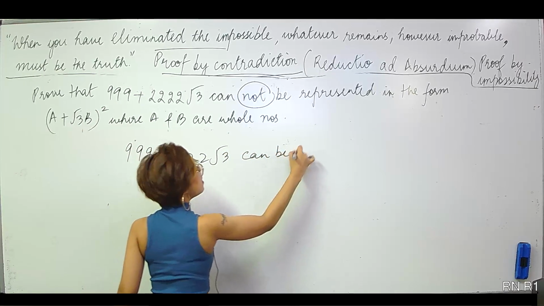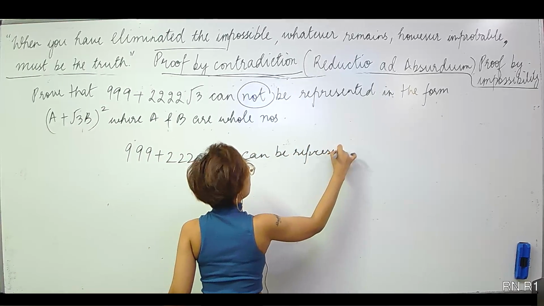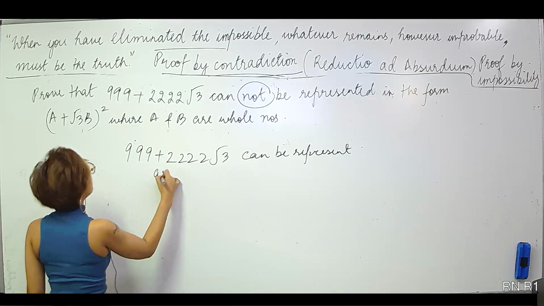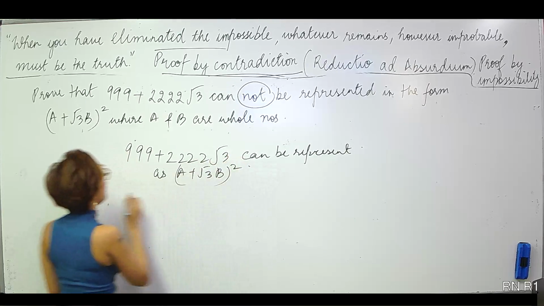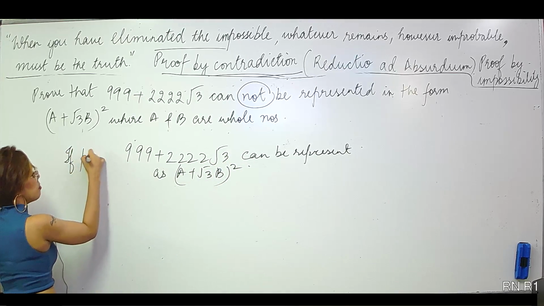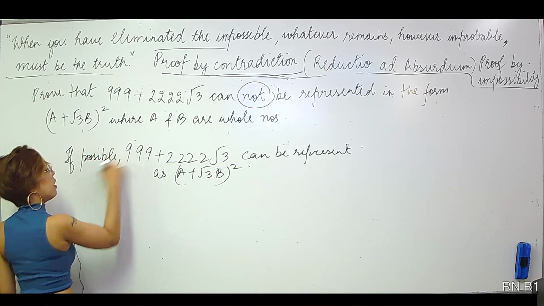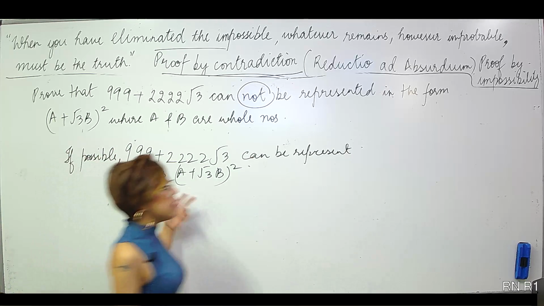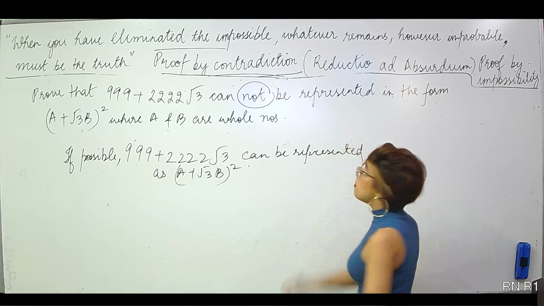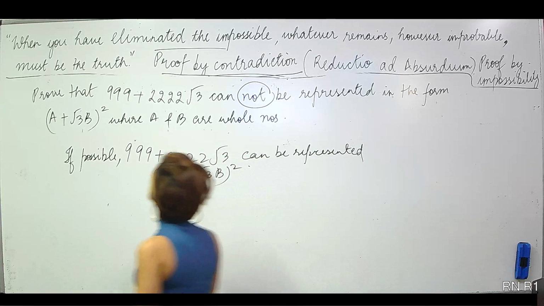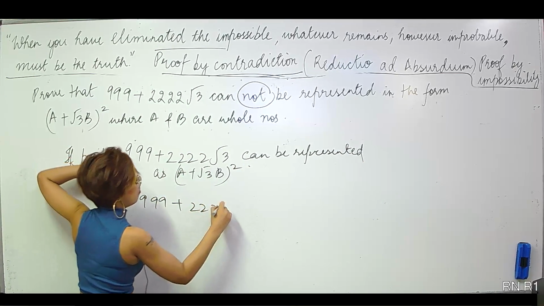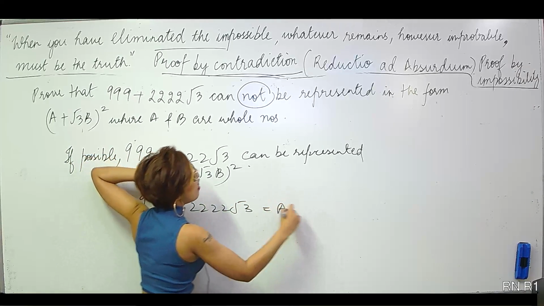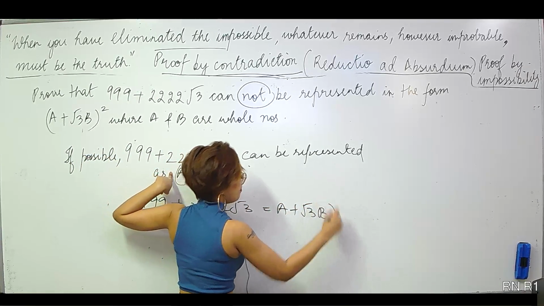Can be represented as a plus root 3b whole square. Right? If possible. This is my assumption. This is a very important assumption because this will give me a contradiction. Now, he says this can be represented, so this thing is actually equal to a plus root 3b whole square.